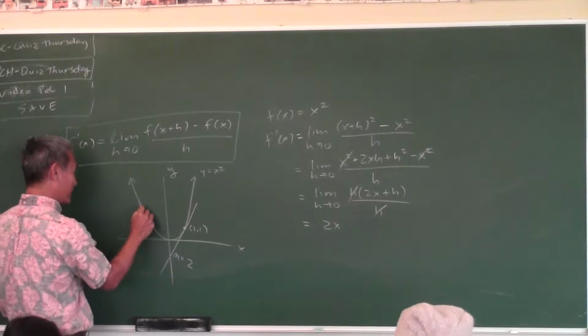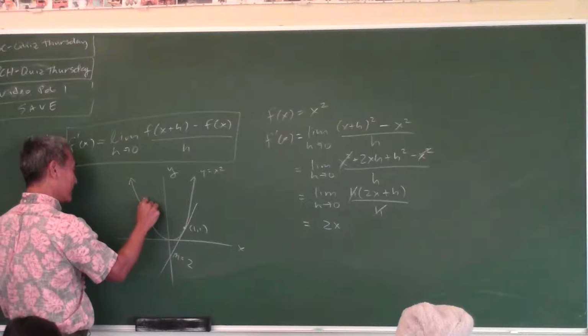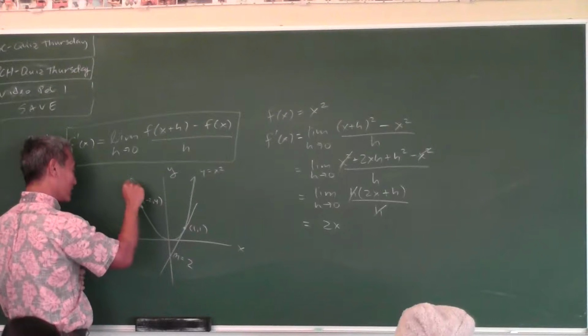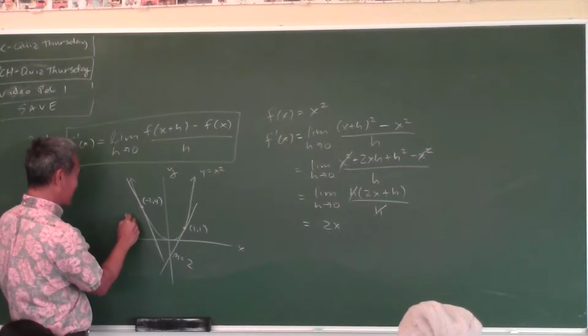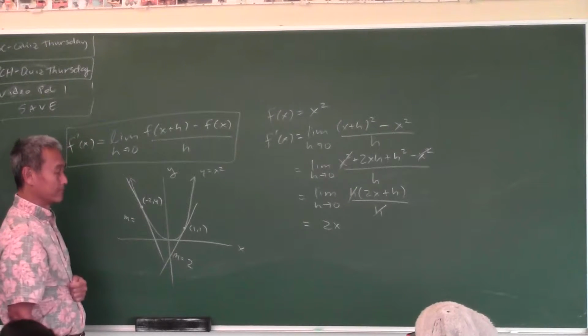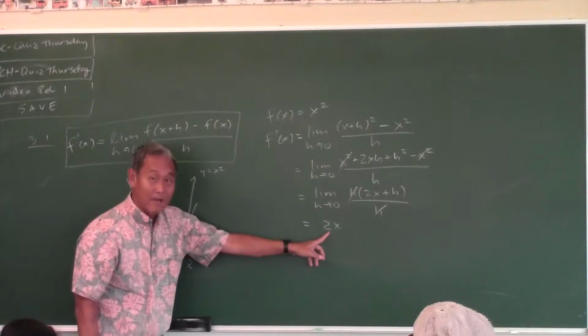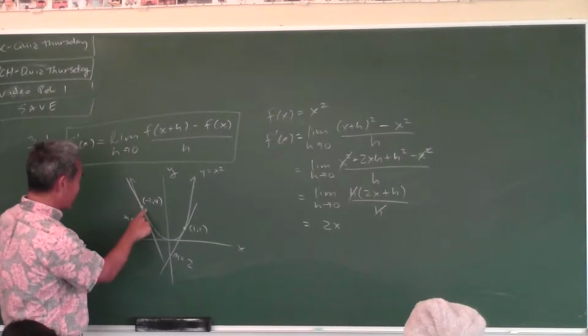Here's another point. Let's say this is the point negative 2 comma 4. Draw in the tangent line. What's the slope? Look, 2 times the x value. What's the x coordinate?